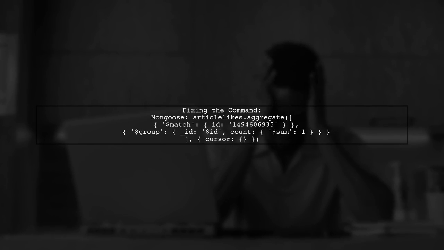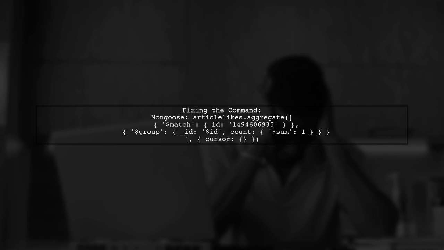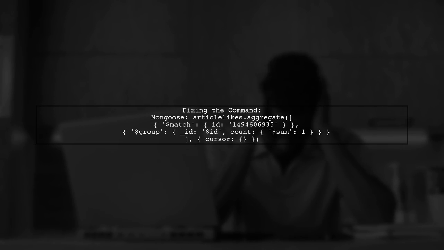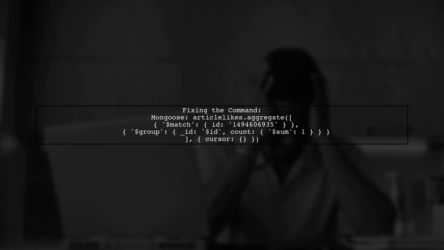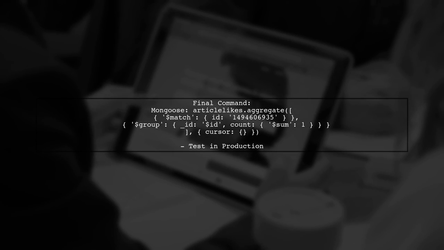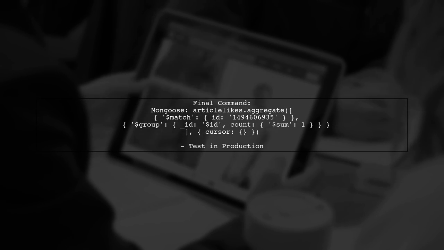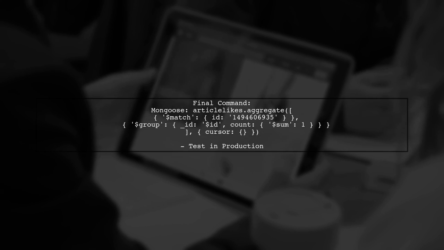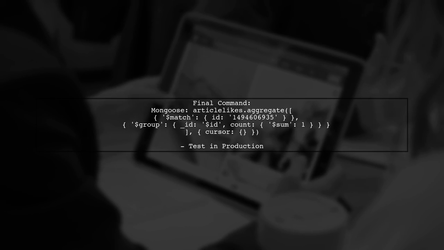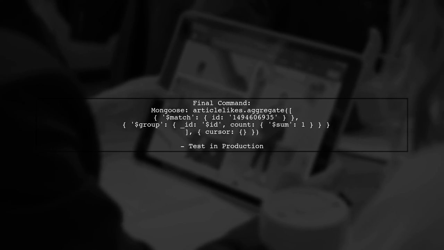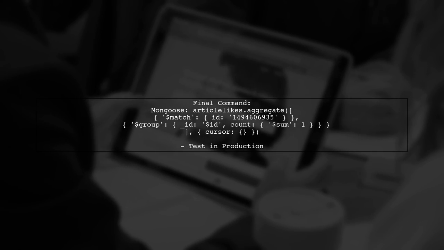To fix this issue, you need to include the cursor option in your aggregation command. You can do this by adding an empty object with the cursor key set to true. After making this change, your aggregation command should work correctly in both your development and production environments. Always ensure that your commands are consistent across different environments.